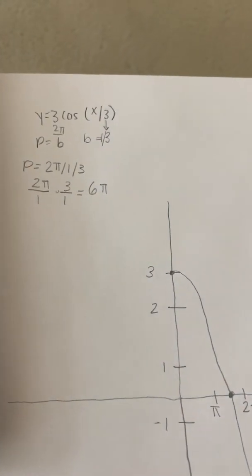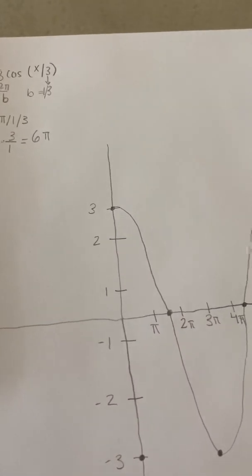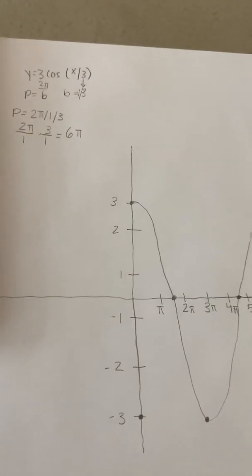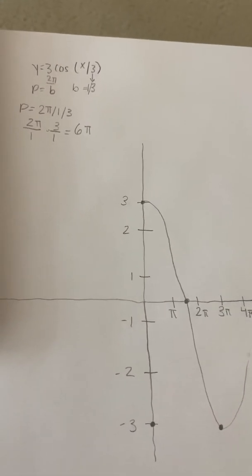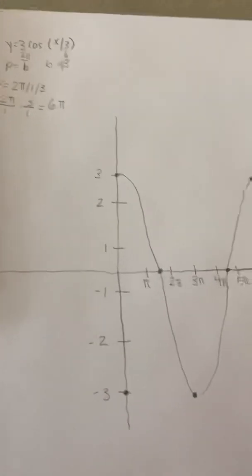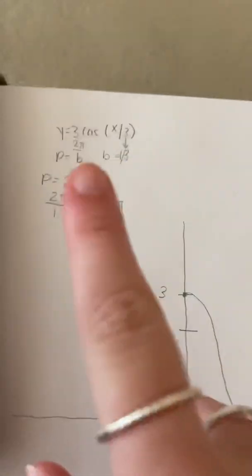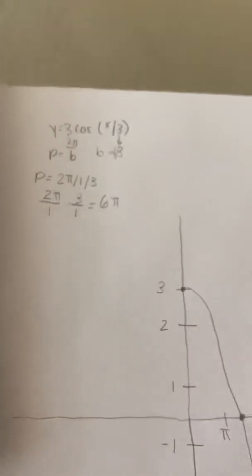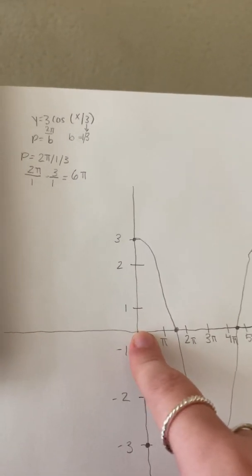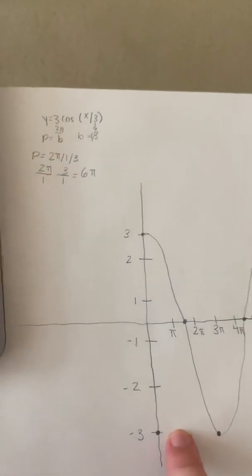Then I used the amplitude value and the midline to find my minimum and maximum, although I could have solved it without graphing from the equation. So if our midline is 0, because there's no midline value in the equation, and our amplitude is 3, that means our maximum value would be 3 and our minimum value would be -3.